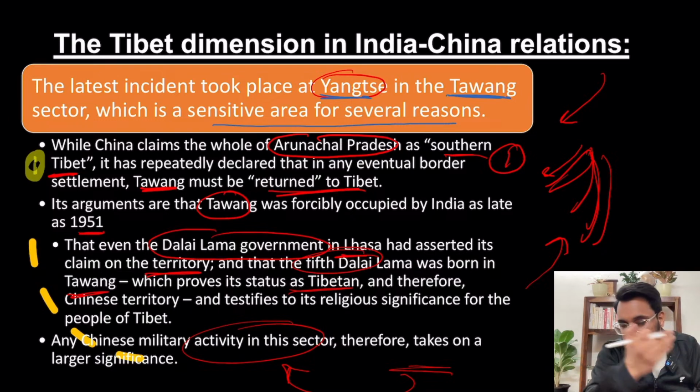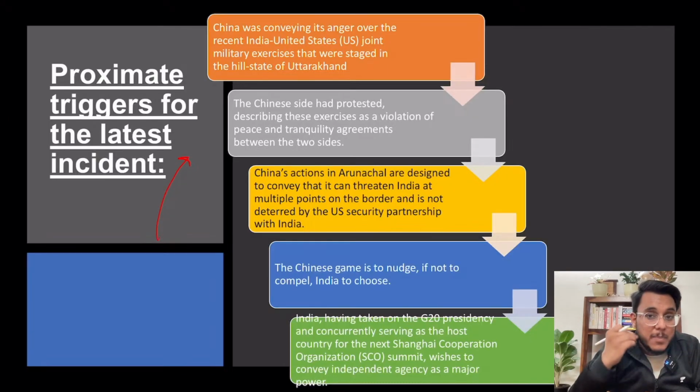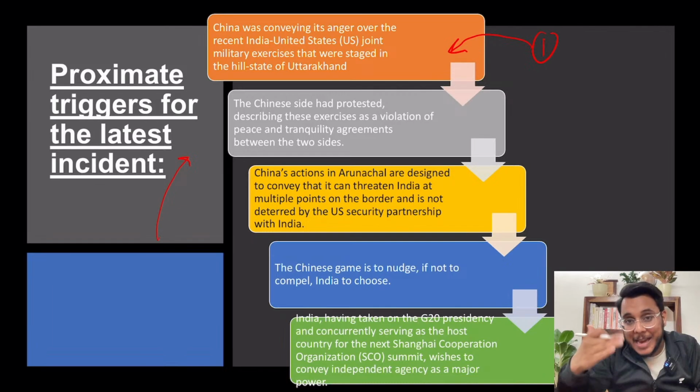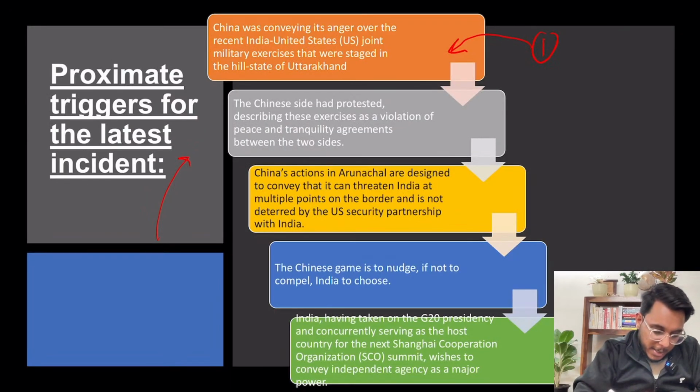It is there since 1951. But what are the immediate triggers? The number one immediate trigger is that China is showing anger to India, because recently India and the USA carried out a military exercise in Uttarakhand, which is in close vicinity of the LAC. Therefore, China is irritated, and to give a message to India, China has done this particular thing.